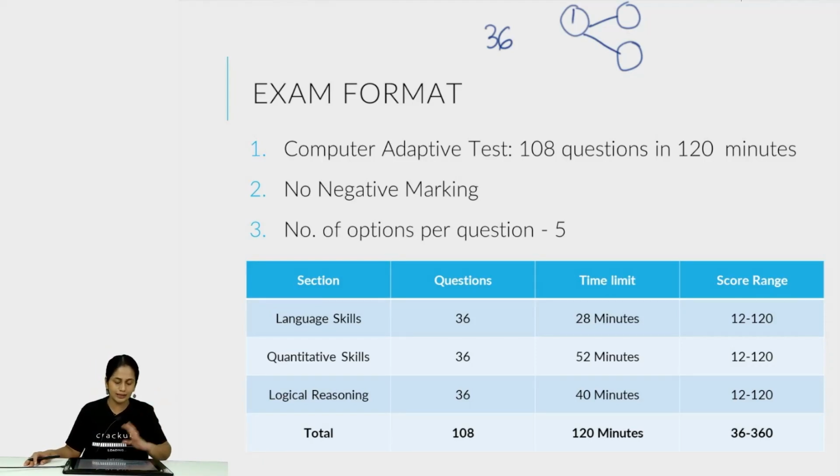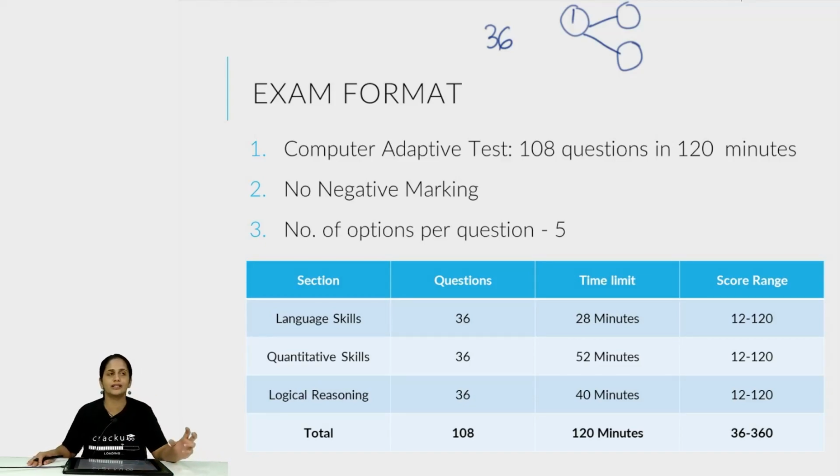Okay, so now let us take a look at the individual sections. Again, because this is a computer adaptive test, you will be given an option of choosing in what order you want to take the questions. So you can choose that I want to have language skills first, then quant, then reasoning, or you can have quant and then language skills and then reasoning, or you can choose any of the orders for these particular tests. But essentially, you have to choose the order in which you will maximize your score.